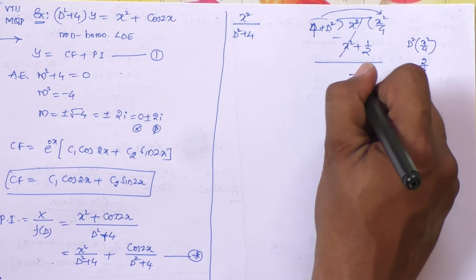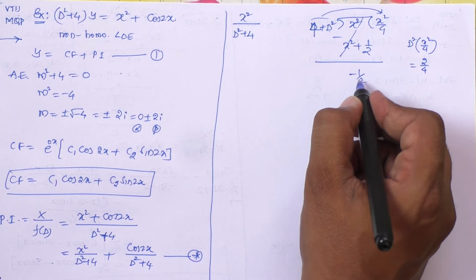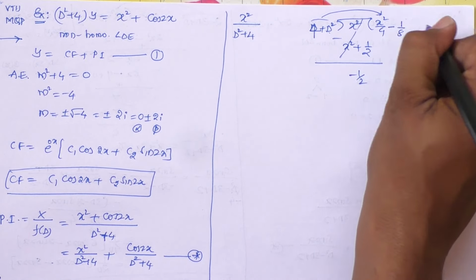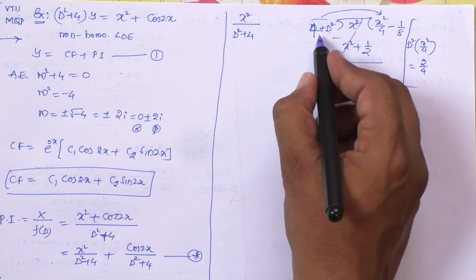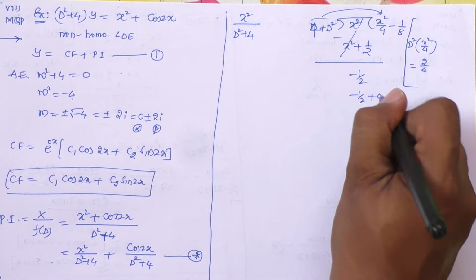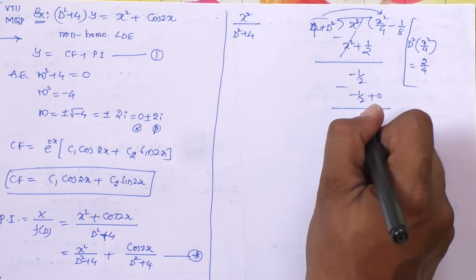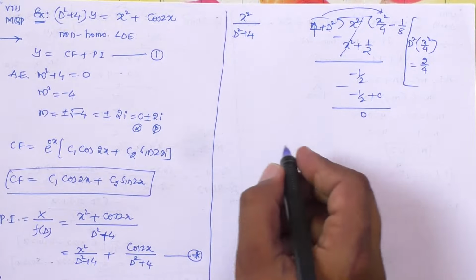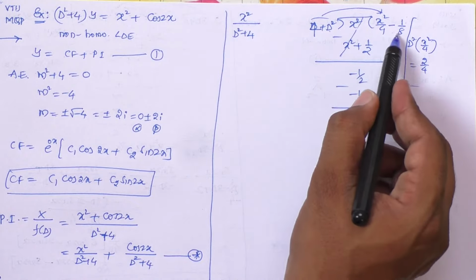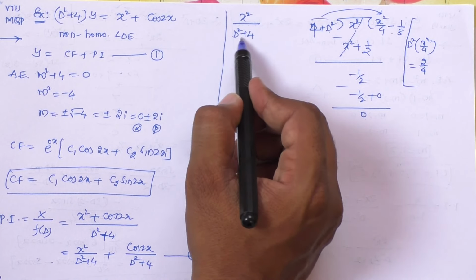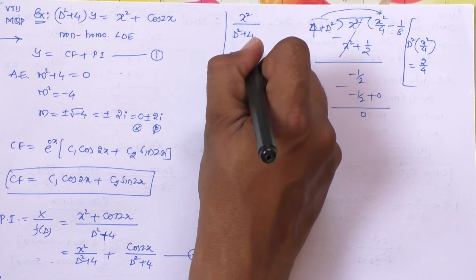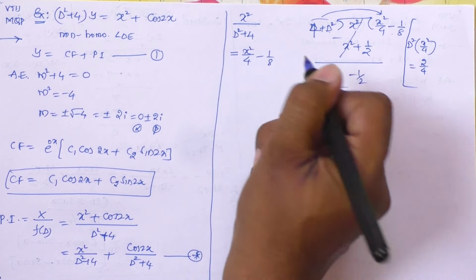Subtract: x square minus x square cancels. So now remaining is minus 1 by 2. Then to eliminate this, divide by 4 and choose the quotient as minus 1 by 8. Multiply 4 into minus 1 by 8, which will be minus 1 by 2, plus differentiation of minus 1 by 8, which is 0. So subtract: minus 1 by 2 plus 1 by 2 will be 0. So the first term's division process got completed, and the quotient obtained is the answer. So x square by d square plus 4 is equal to x square by 4 minus 1 by 8.